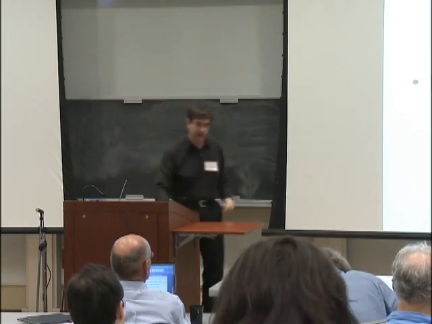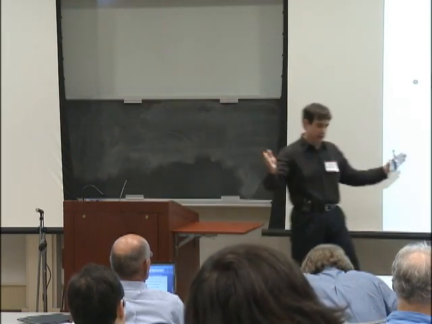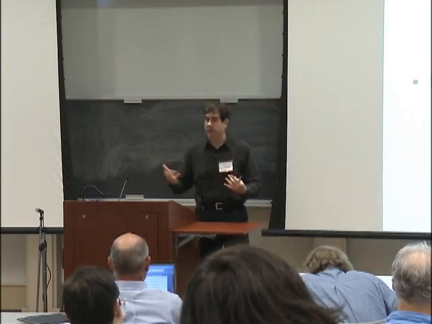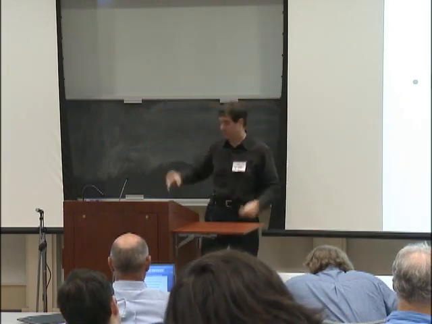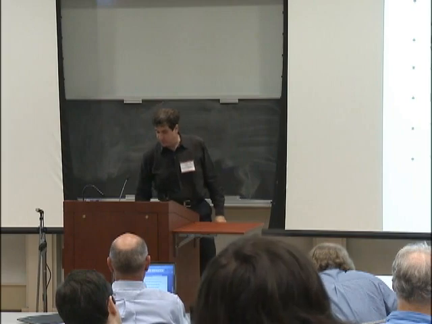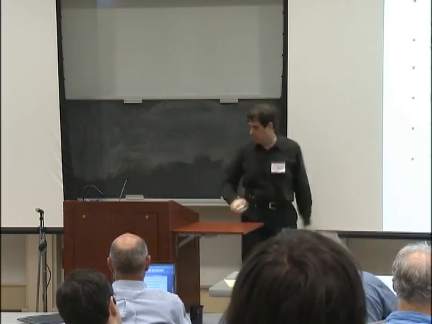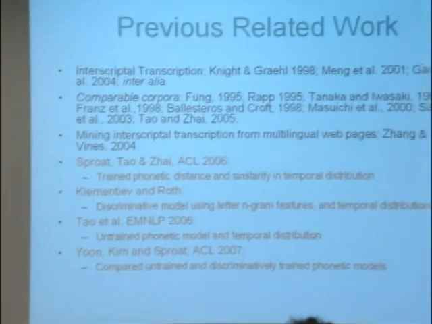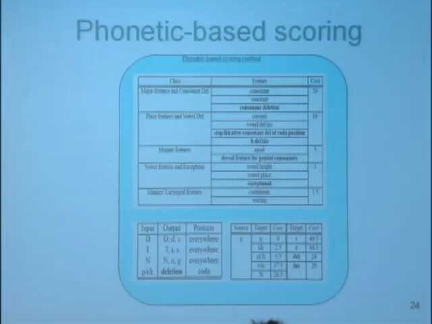But basically, the idea is that if you look at a comparable corpus over time, you would expect terms that are related to one another to have a similar temporal distribution. So there's been a lot of previous work on this. I'm not going to go into this. The ones in red are some of the work that my colleagues and I have done at Illinois.